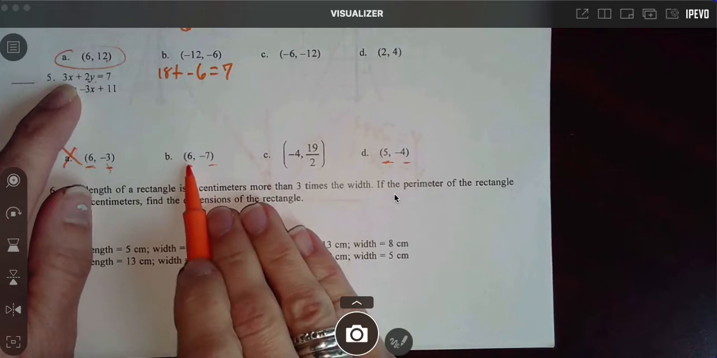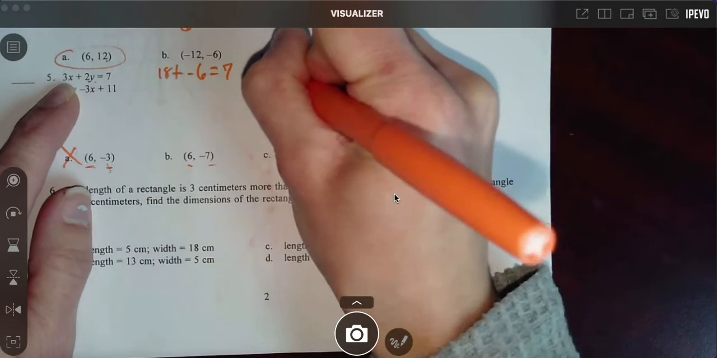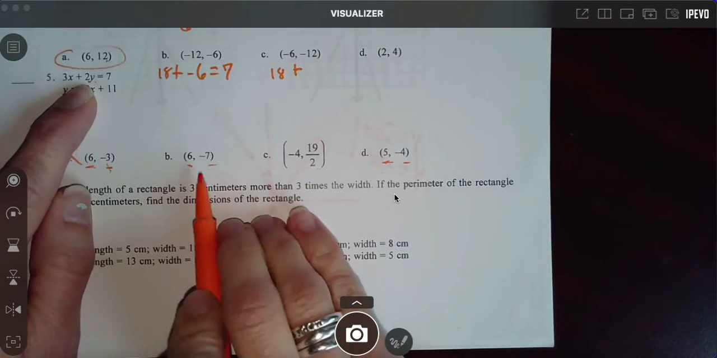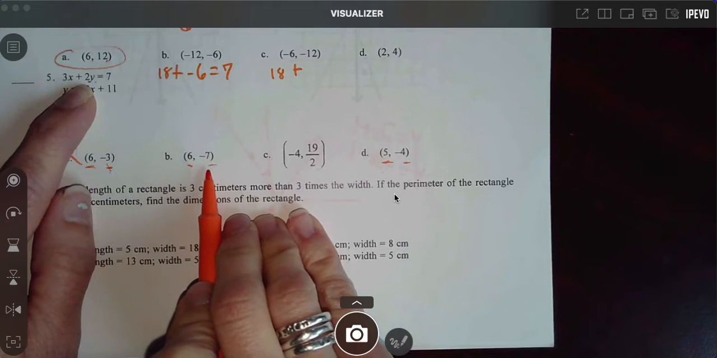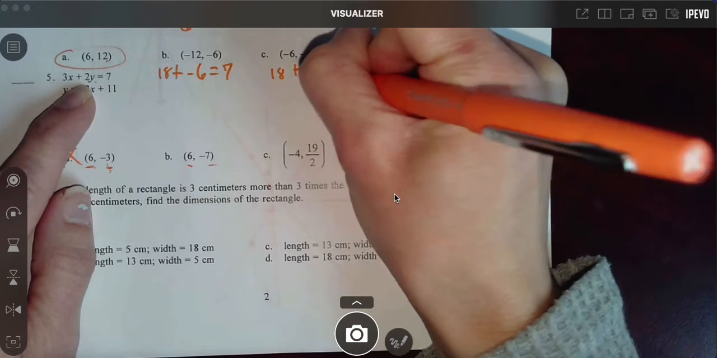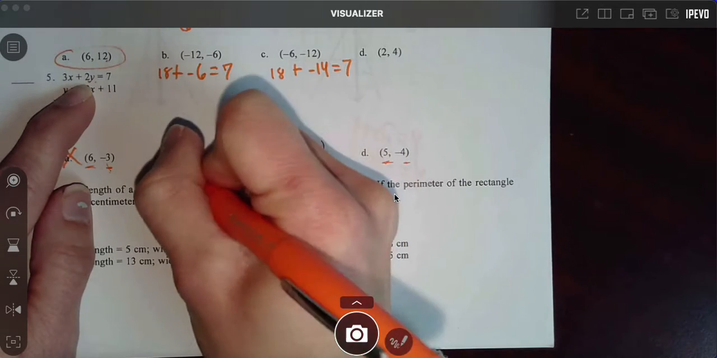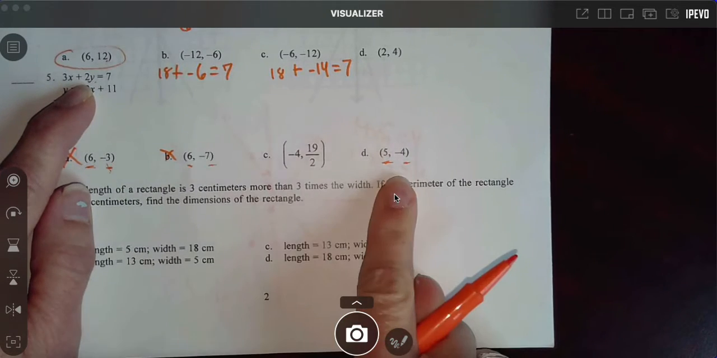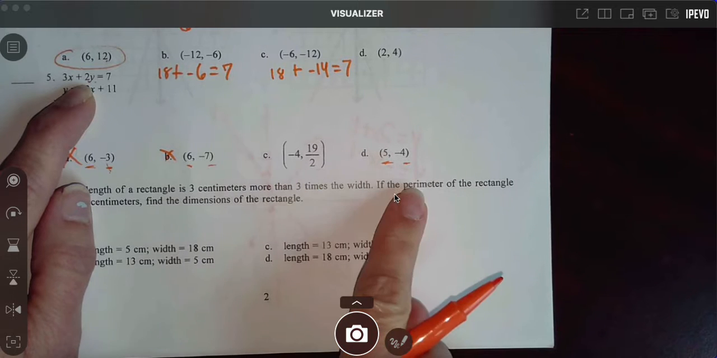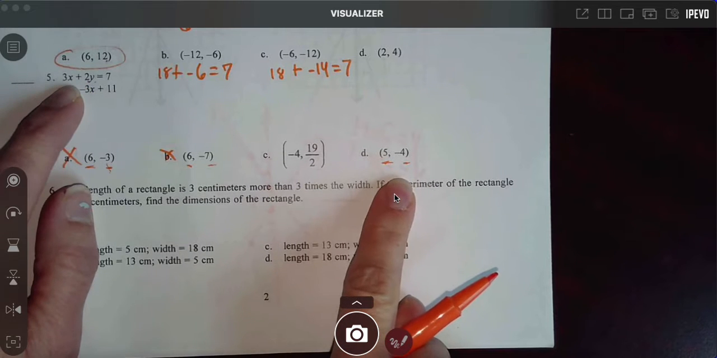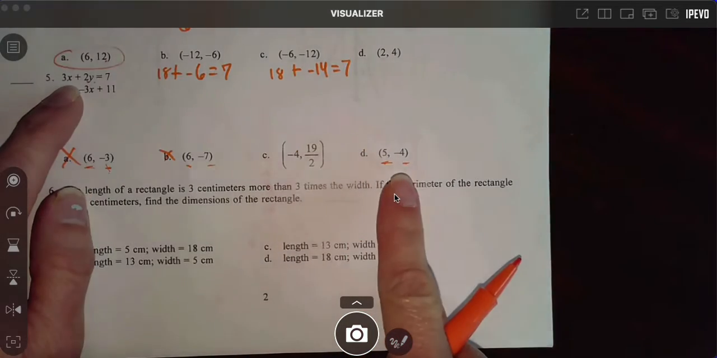3 times 6, again, that one's 18. Plus, what's 2 times negative 7? Negative 14. Does that equal 7? No, that is not a solution either then. I'm going to skip to this one because I don't want a fraction. Okay? So, is this one not the answer? Oh, okay. I was going to say, is it the fraction that's the answer?